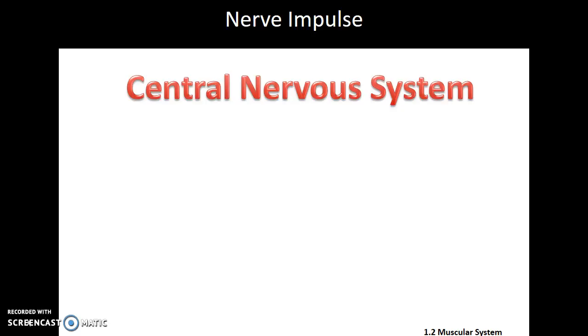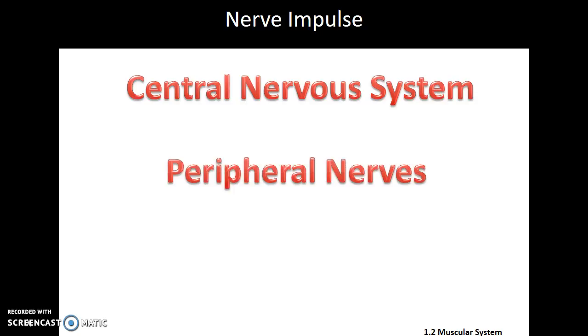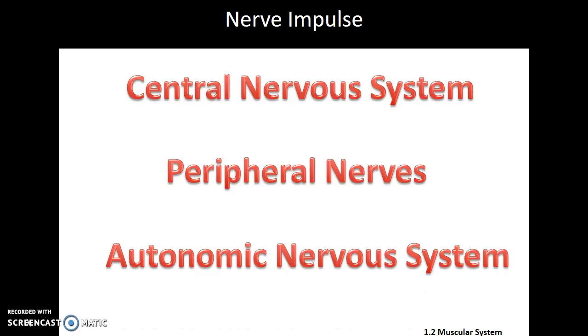So, within the nervous system, there are three types of nerves that will be mentioned frequently today. These are the central nervous system, the CNS, which is in your brain and spinal cord; peripheral nerves, the PNS, which are also in your brain and spinal cord; and lastly the autonomic nervous system, the ANS, which contains nerves from your spinal cord to your vital organs such as the heart.